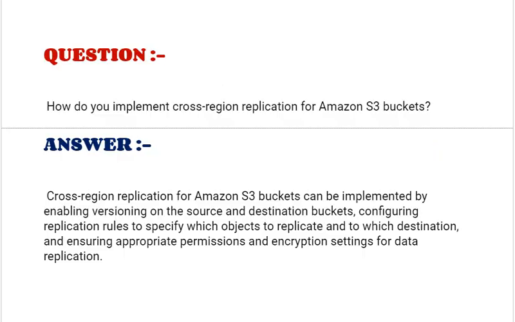Our interview question based on SysOps Administrator Associate is, how do you implement cross-region replication for Amazon S3 buckets? Your answer should be cross-region replication for Amazon S3 buckets can be implemented by enabling versioning on the source and destination buckets, configuring replication rules to specify which objects to replicate and to which destination, and ensuring appropriate permissions and encryption settings for data replication.